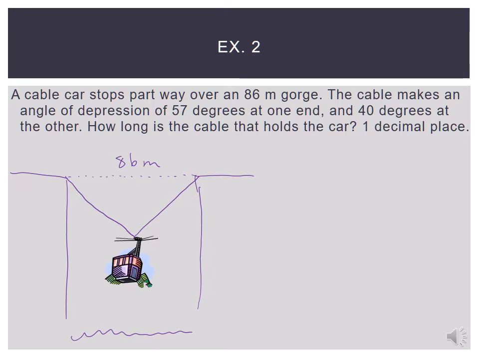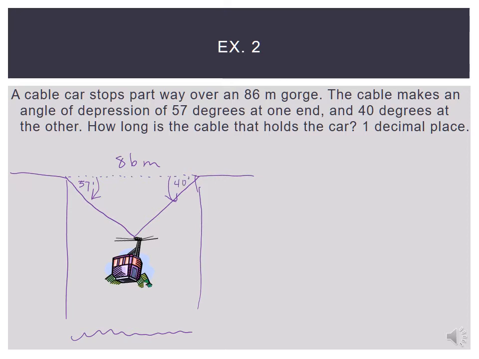Now you have to remember, angle of depression goes down off the horizontal. So down off the sight line or down off the horizontal. So one is right there and the other is right there. It doesn't matter for a test which one's which, you get the same answer, but for the sake of the lesson, let's everyone label this 57 and this 40.